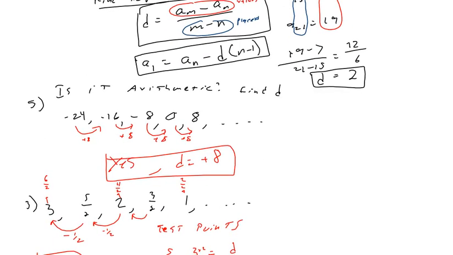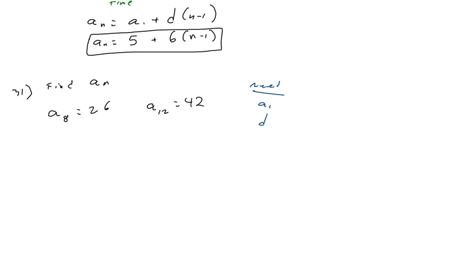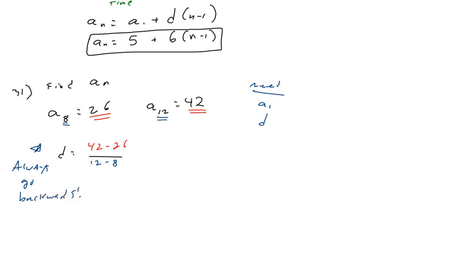So for the common difference, we have these two numbers here. We're going to take our D and say it's going to be 42 minus 26 over the distance between them, which is 12 minus 8. You always go backwards. 12 minus 8. Always go backwards, from this one to that one.